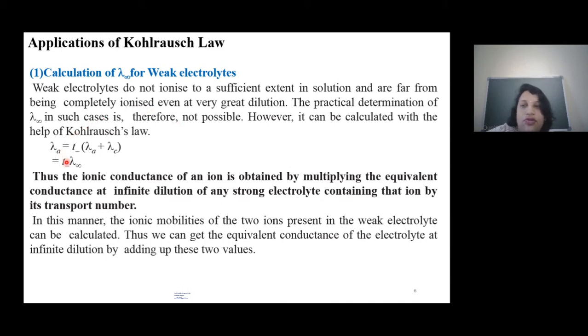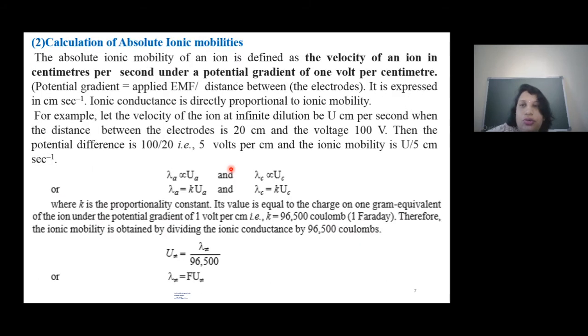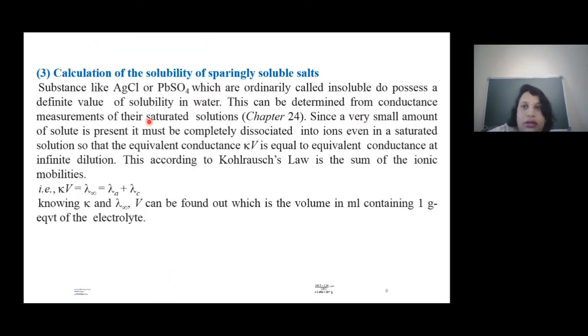Or another way is from the transport number. That means Kohlrausch law is useful for calculating the lambda infinity for a weak electrolyte, and useful for finding out the transport number also. If a numerical has been given, you should be able to calculate these values. Calculation of the absolute ionic mobilities, we can calculate, just as we have seen. Then the solubility of sparingly soluble salt can also be calculated.